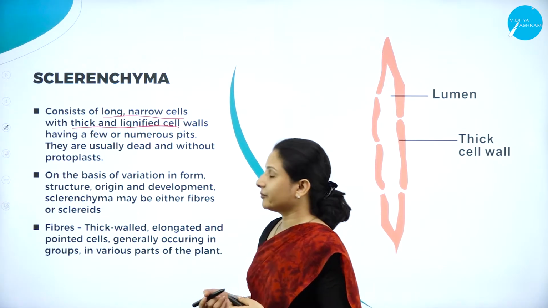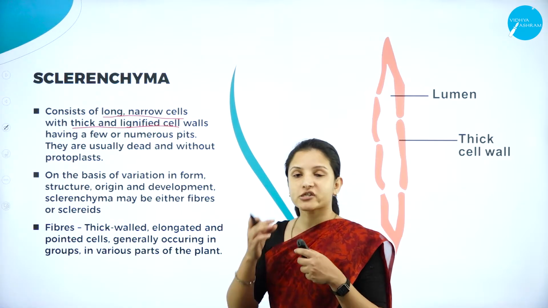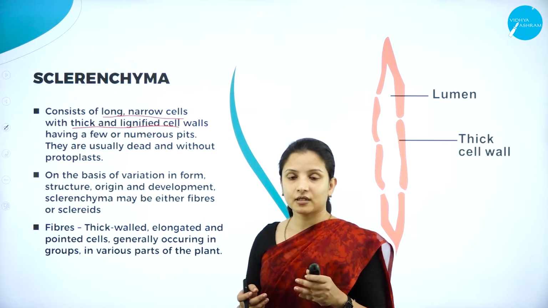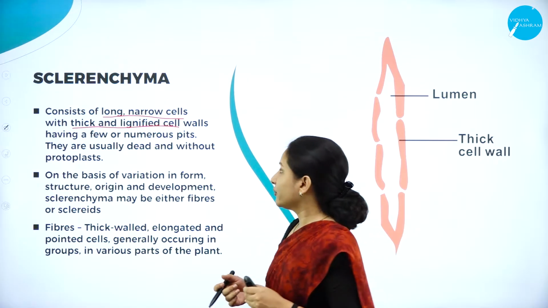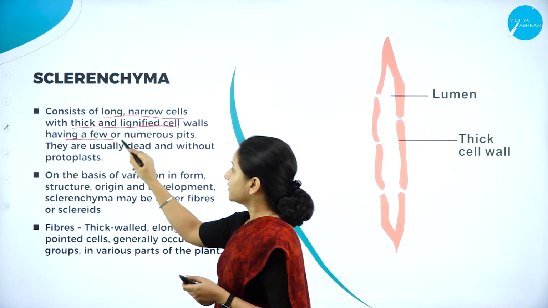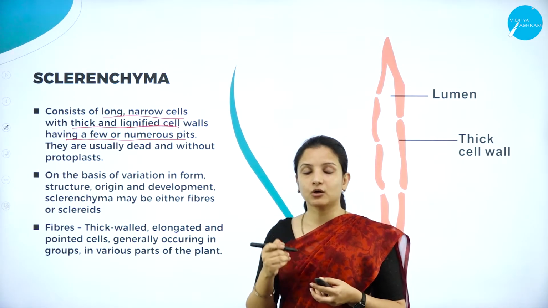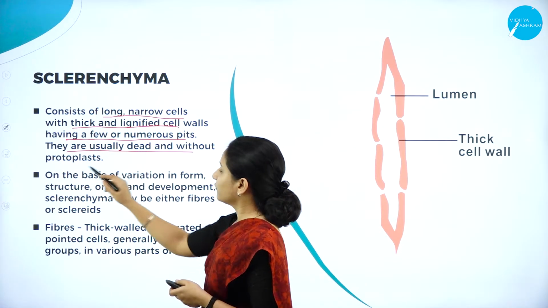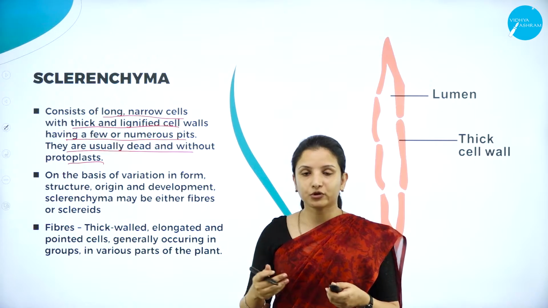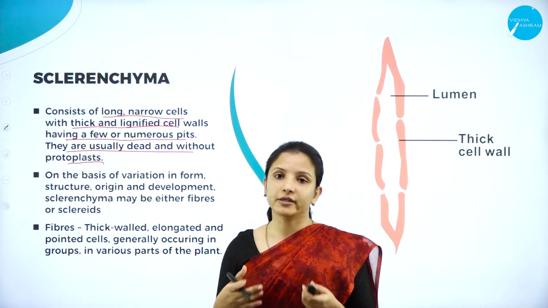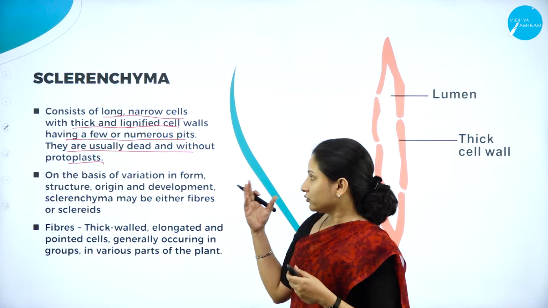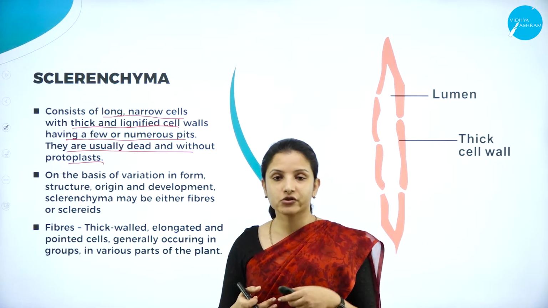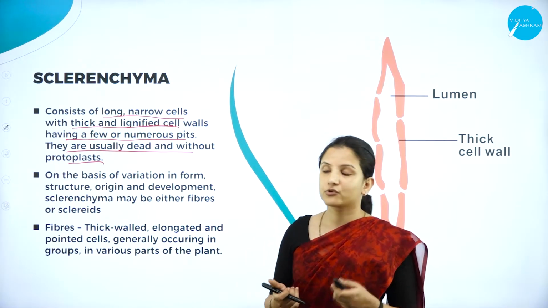Likewise in the sclerenchyma, the cell walls, which are narrow and long, are made up of lignin. They are very thick. Why are they thick? Because of the lignin deposition. And the cell walls have either few or numerous pits or openings, or pores, present in them, and they are usually dead without any protoplast. What are protoplasts? Cells which do not have a cell wall are called protoplasts. So they do not have a protoplast, and these sclerenchyma are dead tissues. Though they are dead tissues, they provide excess mechanical support to the plants.